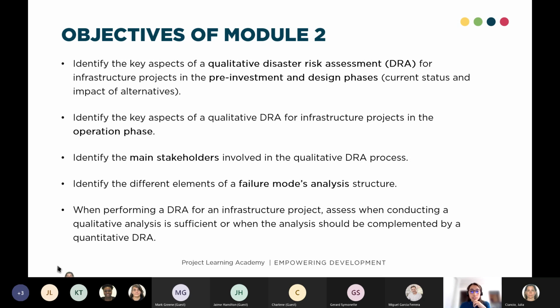The specific objectives are to identify the types of qualitative assessments we can perform, when we should conduct this assessment during the project life cycle, and who should be part of those assessments. And to gather all the main conclusions from the process, and to define the strategy to mitigate and manage risk in the project.